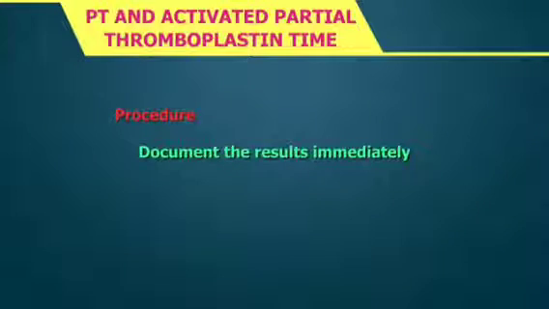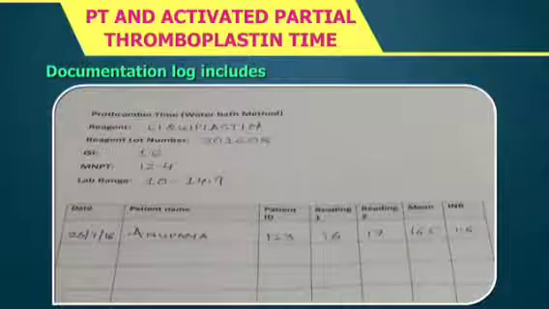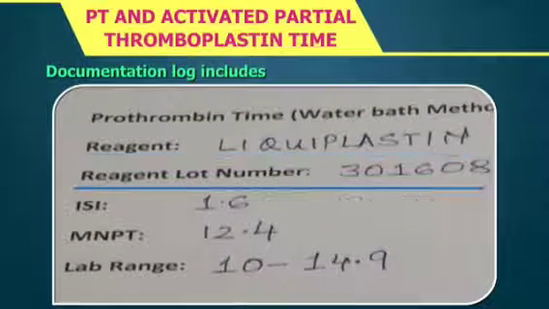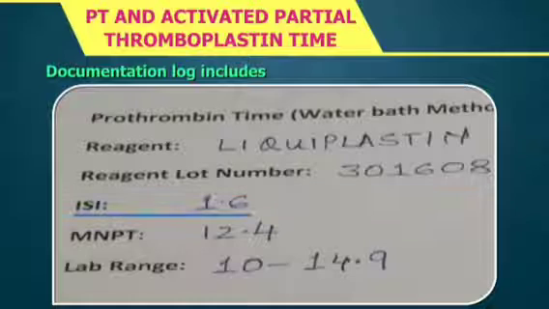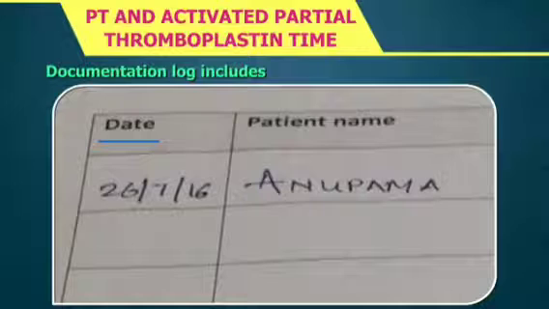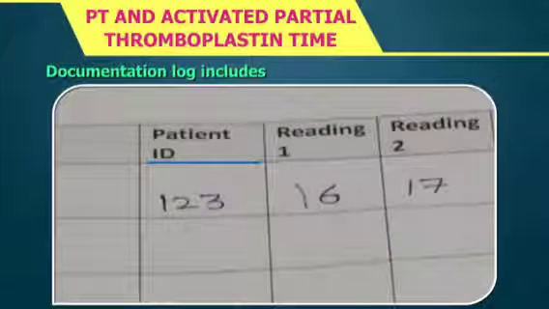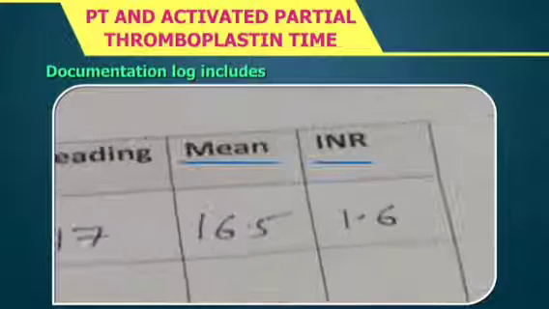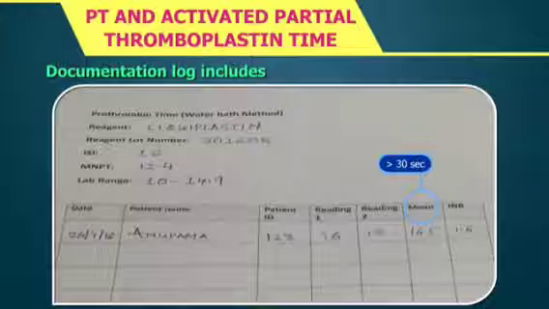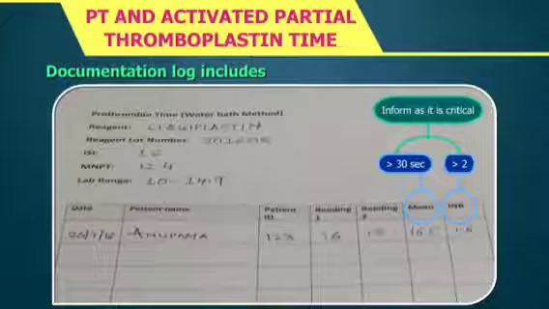Document the results immediately. The documentation log should contain the following information: PT methodology, reagent name and lot number, ISI, MNPT and lab range values, date, name and ID of the patient, patient readings, mean and INR value. 11. If the result is more than 30 seconds and INR is more than 2, inform it, as this could be a critical value.